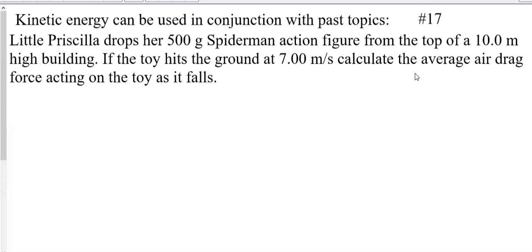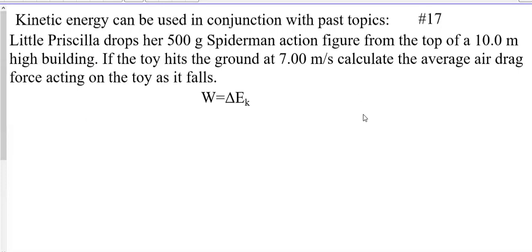At no point in this question does it say anything about kinetic energy or work specifically. It's giving you parameters that you would have seen in Unit 1 and, well, actually Unit 2 because of forces, but it involves kinematics and dynamics.